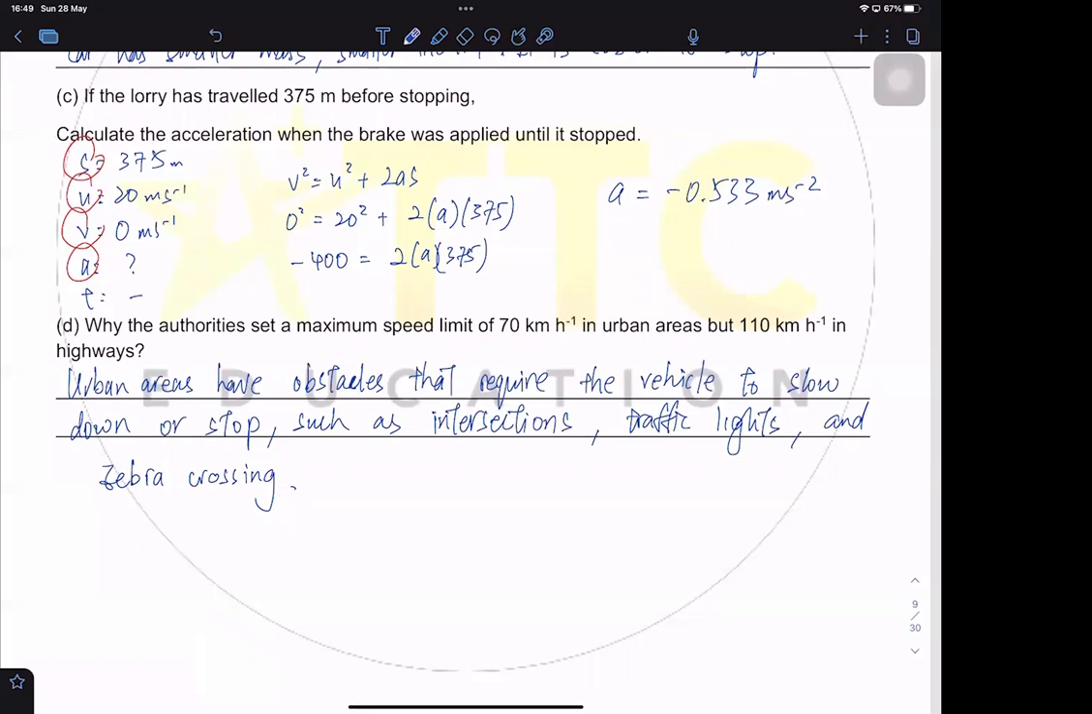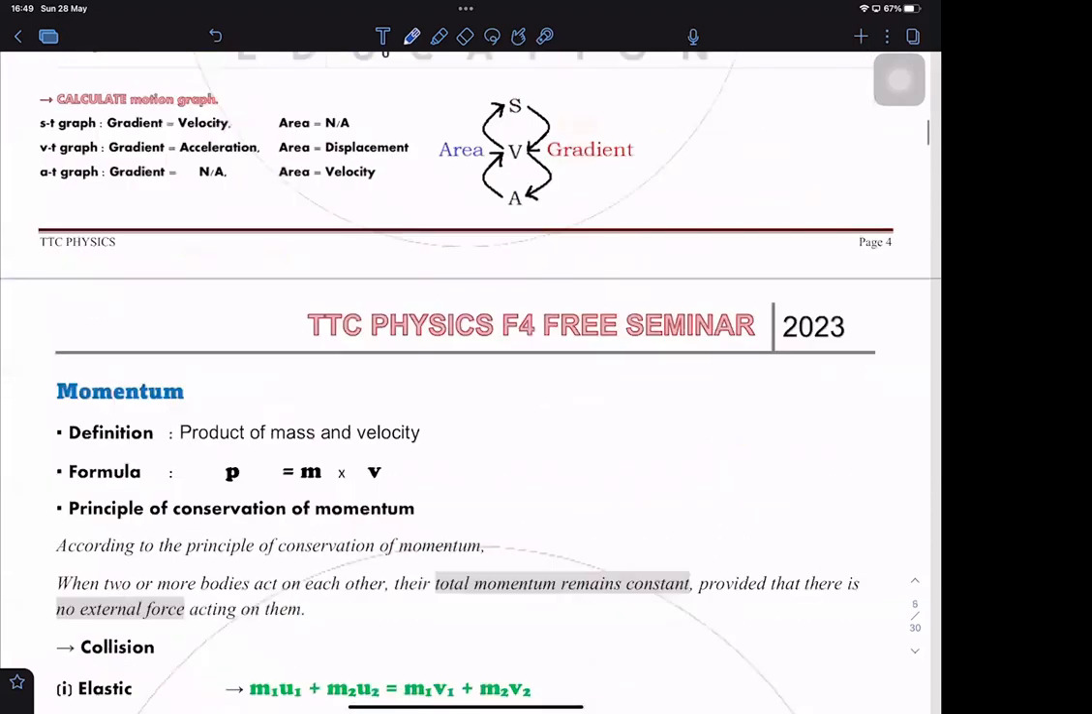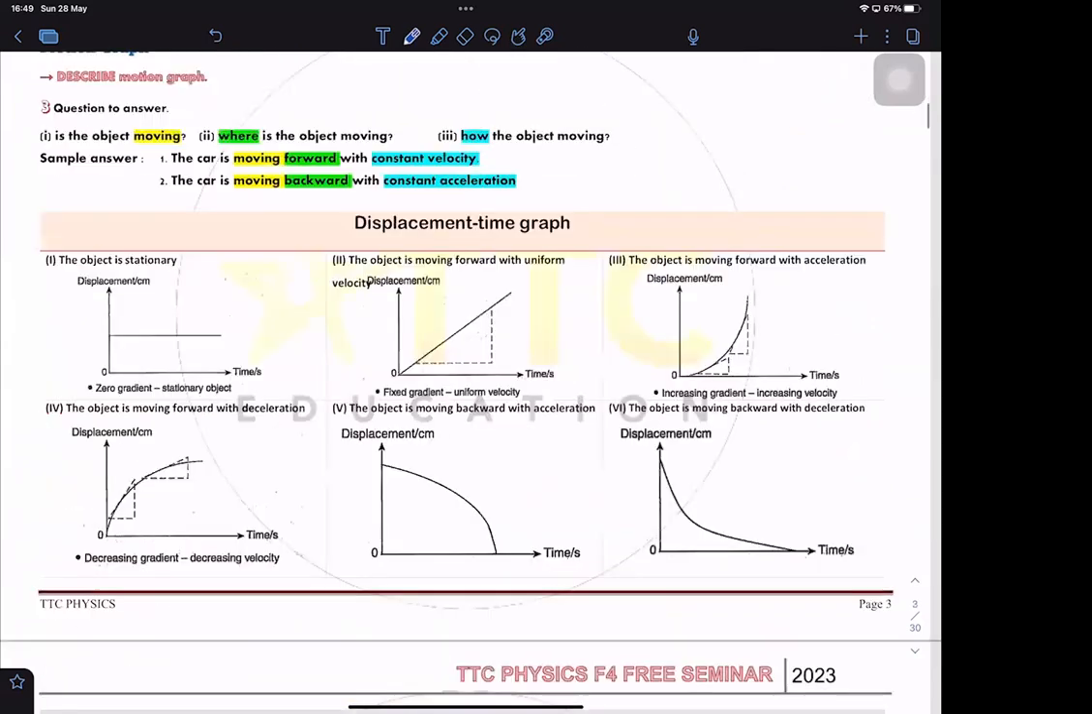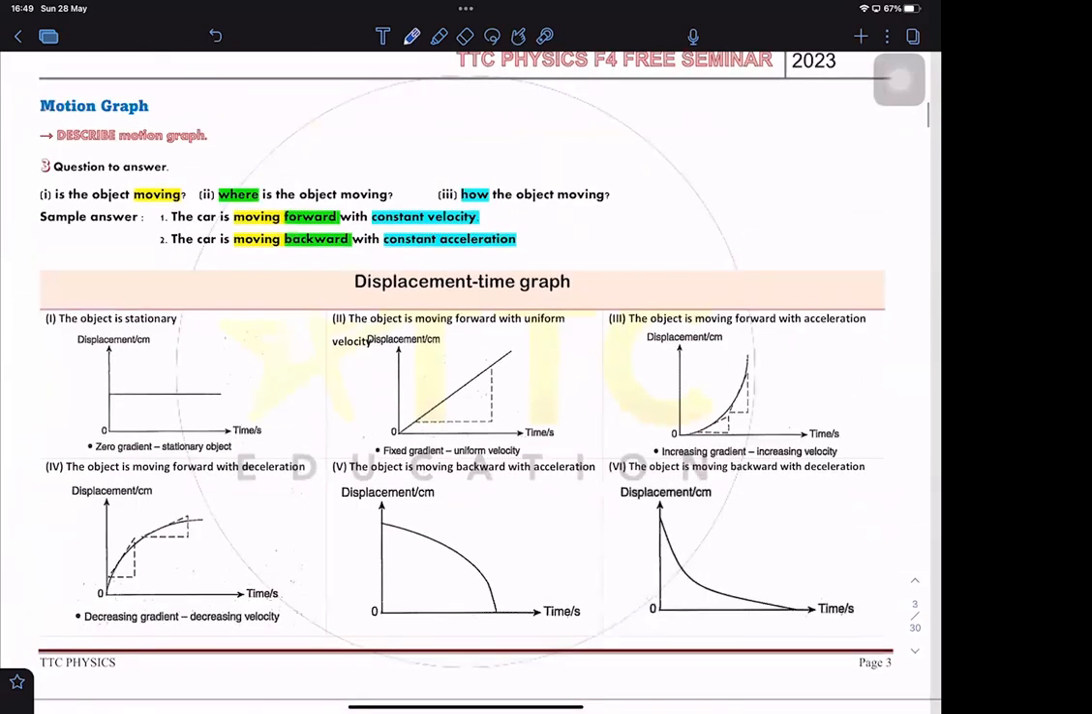All right, so now let's go on to the motion graphs. We've done ticker tape, we've done SUVAT. Let's look at the motion graph. Motion graph is basically a graph to show how something is moving. Is it moving or not? Is it moving fast? Is it moving slow? Is it going faster? Is it going slower? Also, we can find out from this graph.